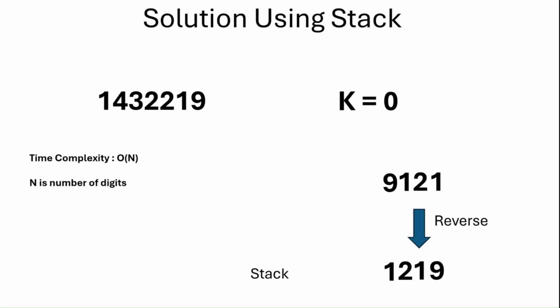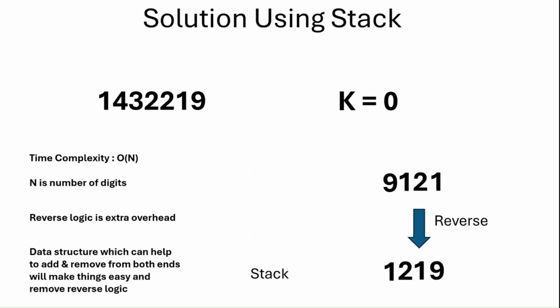Right? Now what is the time complexity? Time complexity is O of n, where n is the number of digits. So we are just passing the input based on the number of digits only one time. But here the reverse logic is extra overhead, because the stack follows the last in first out model. So whatever output we get from the stack, we need to reverse it to get the actual output. So the reverse logic is an extra overhead here. Can we think of a data structure which can help us to add and remove from both the ends, which will make things easy and remove the reverse logic? Why? Because in a stack we get last in first out, and that's why we need to reverse it to get the actual output.